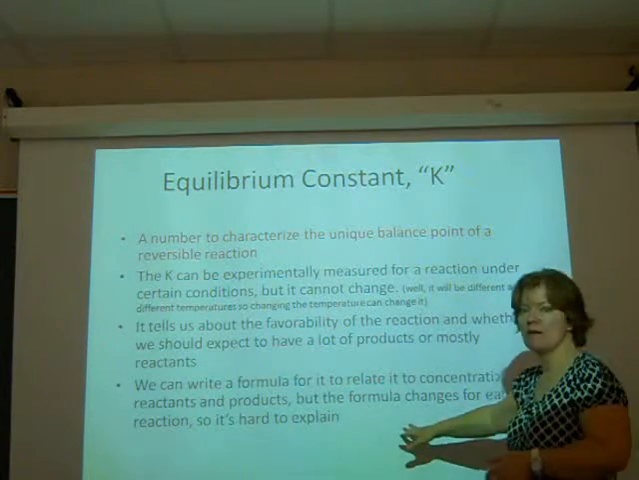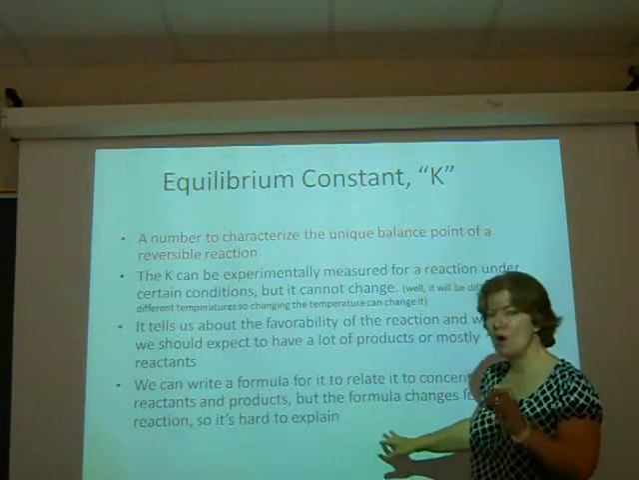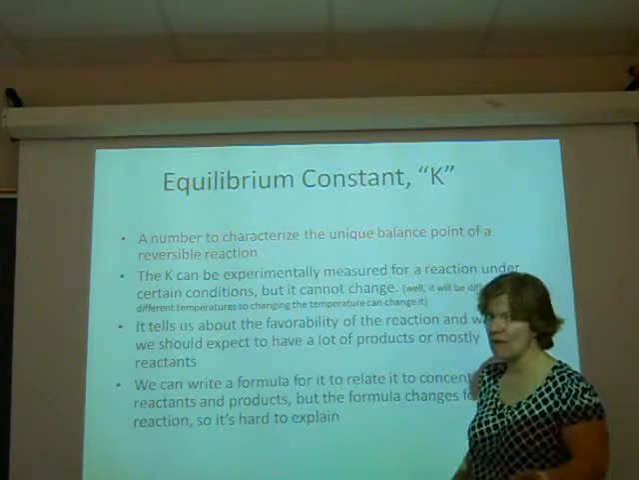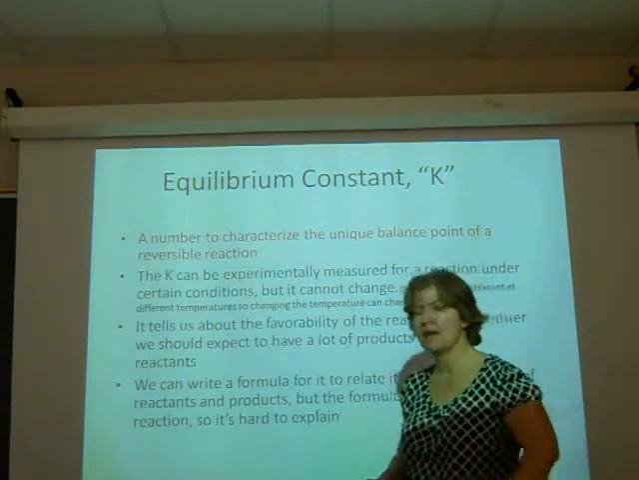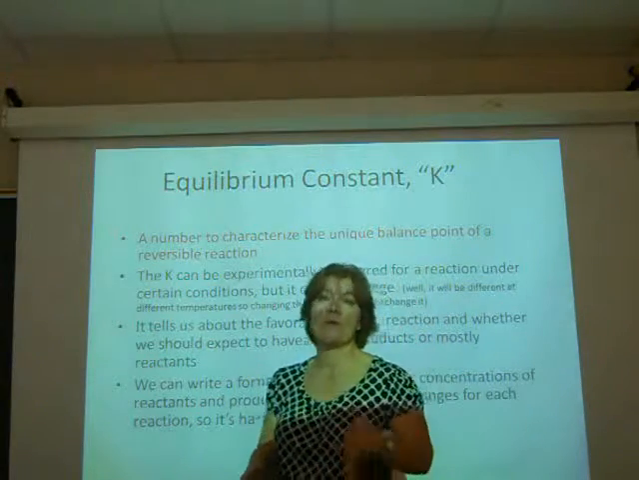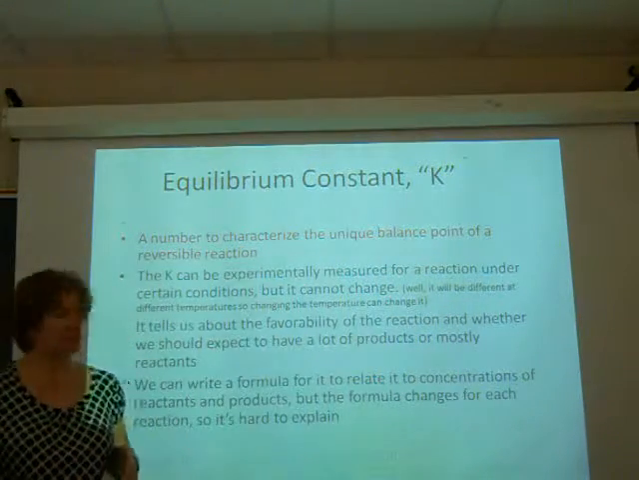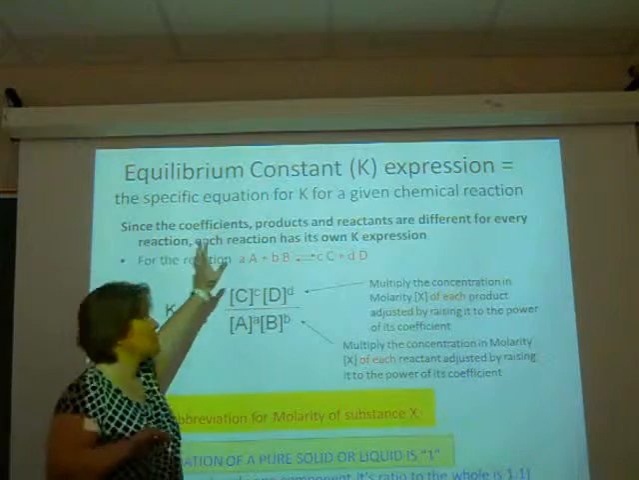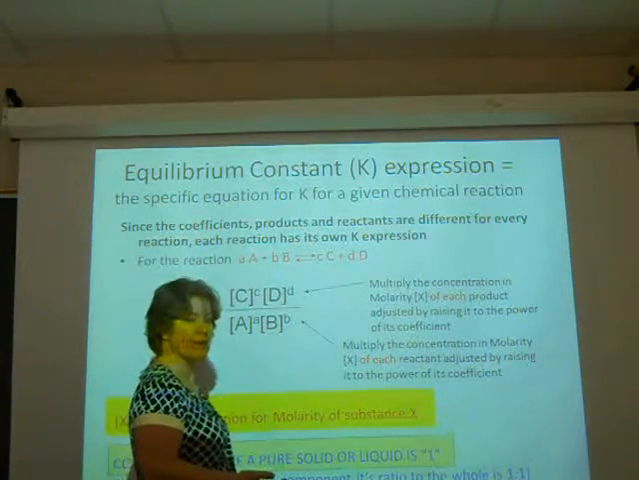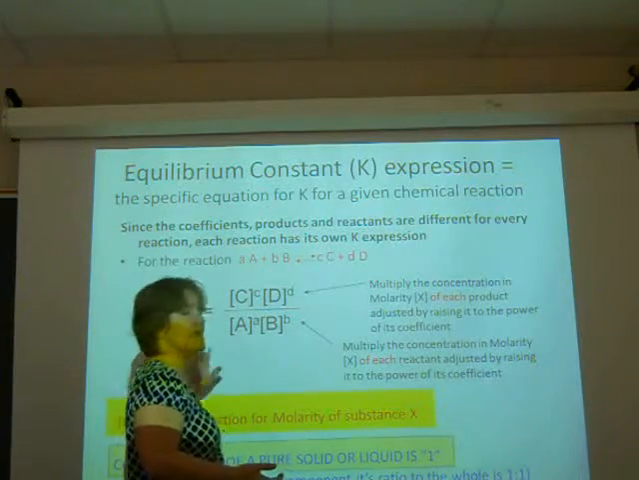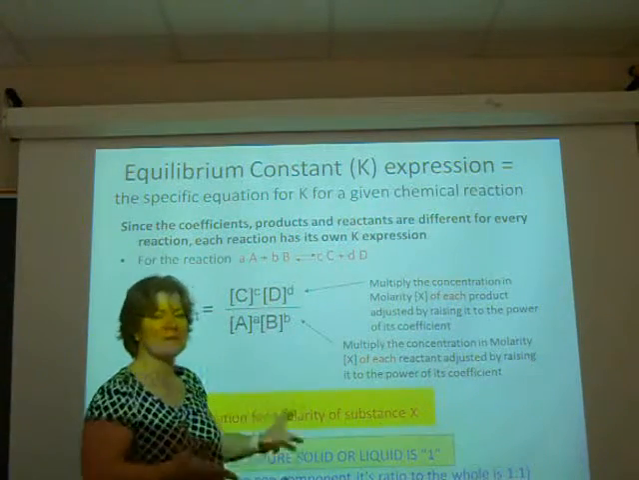I can write a formula for it, but that formula is dependent on the chemical reaction. So every time I have a new chemical reaction, I get a new formula. So our first task has to be getting good at writing what we call a K expression. The K expression is this formula that relates to this K number that can be measured. So somewhere I could get this K in a table from some scientist who's measured it.